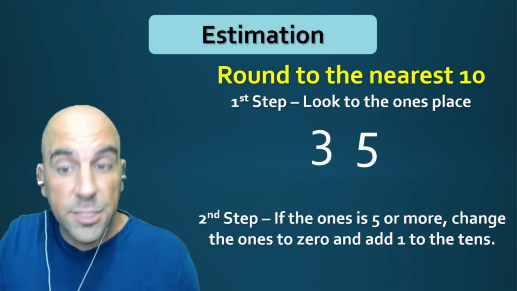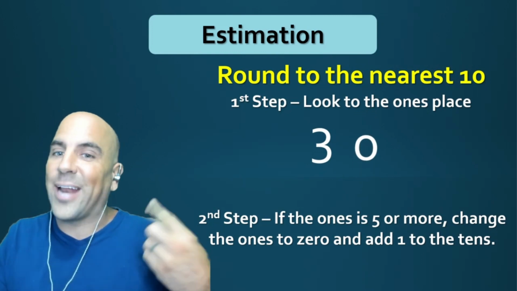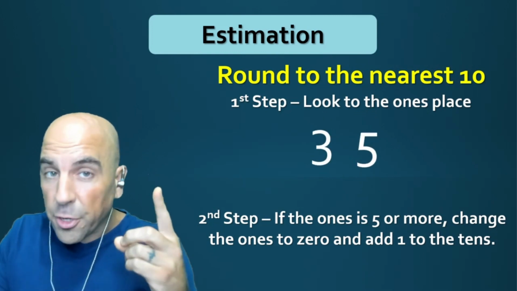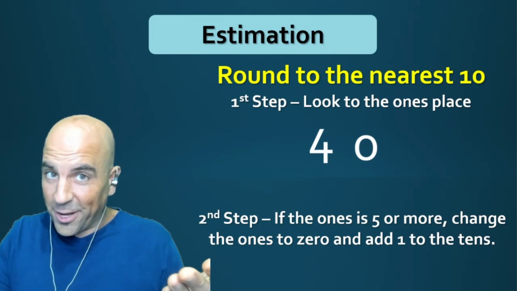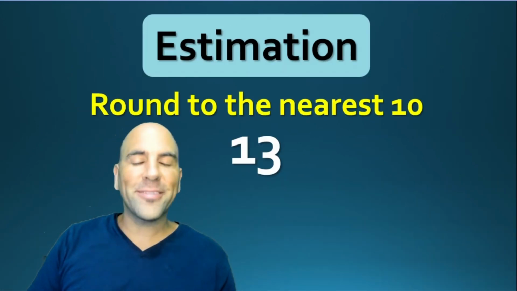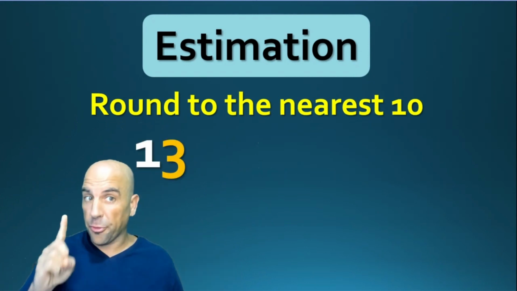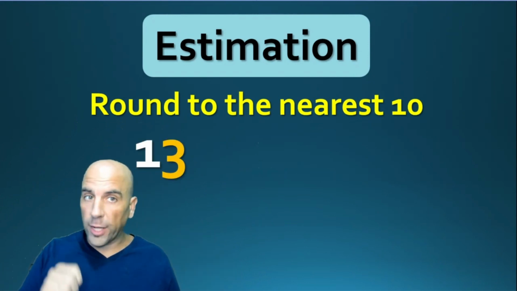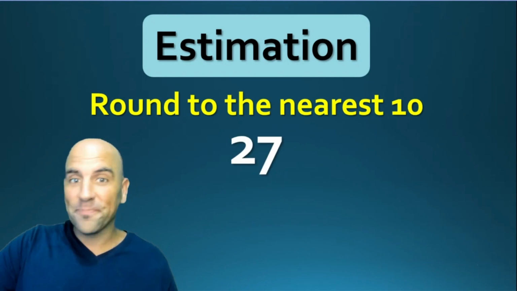However, if the ones are 5 or more, we're going to change the ones to a 0, but we're going to add 1 to the 10. 35 then rounds up to 40. Let's do this. Round to the nearest 10. We have 13. What's in the one spot? 3. So what do we do? Well, the ones is 4 or lower, so we change it to 0 and leave the 10 alone. So we get 10.